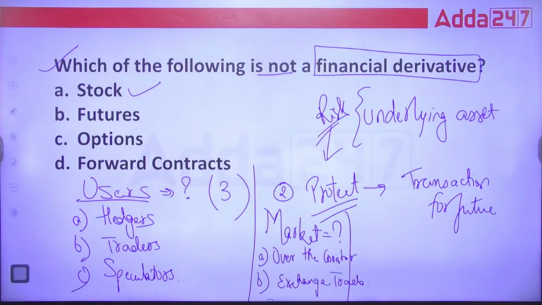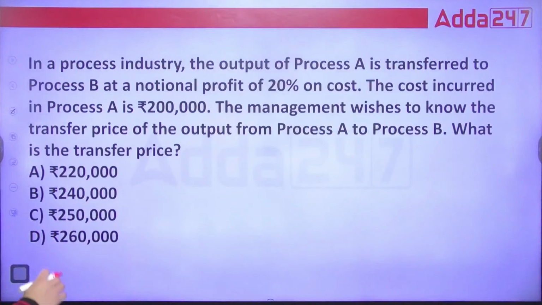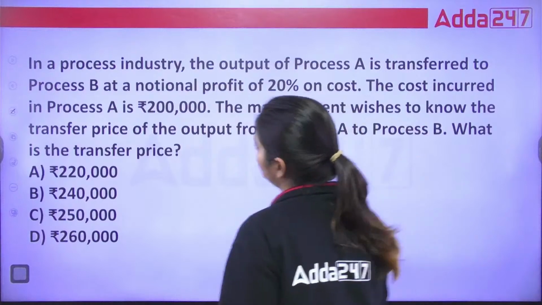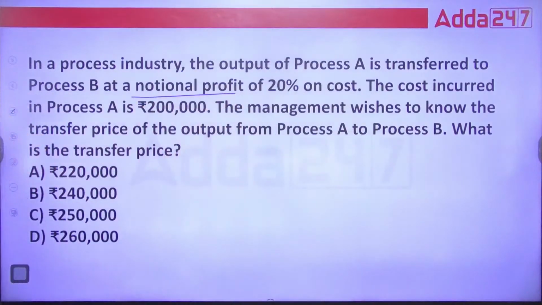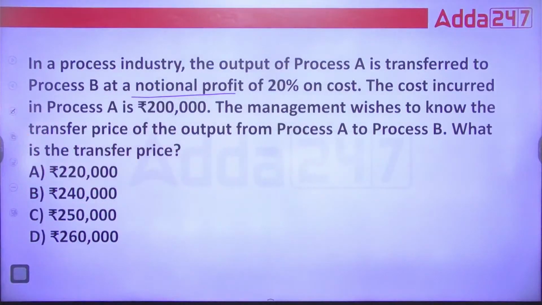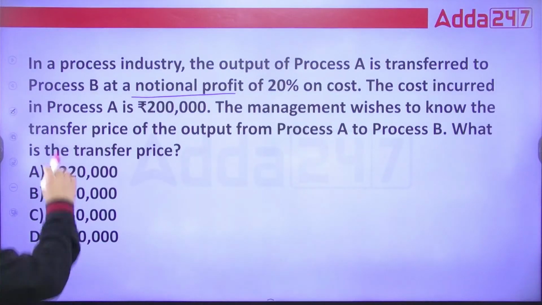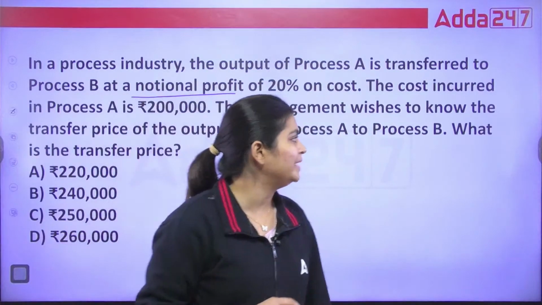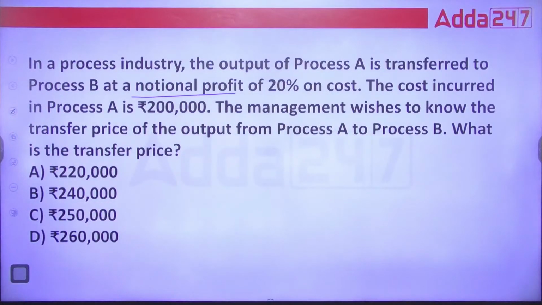Okay, chaliye. Now next, in a process industry, the output of process A is transferred to process B at a notional profit of 20% on cost. The cost incurred in process A is 2 lakh and the management wishes to know the transfer price of the output from process A to B. What is the transfer price? In this, you need to calculate the transfer price. Option A, 2,20,000, B, 2,40,000, C, 2,50,000, D, 2,60,000.